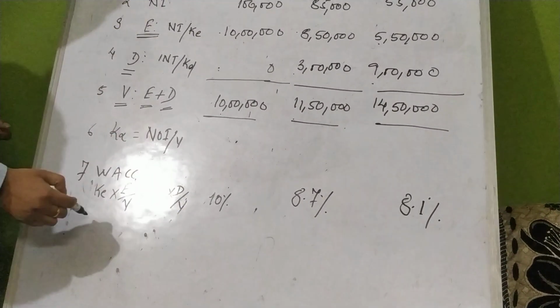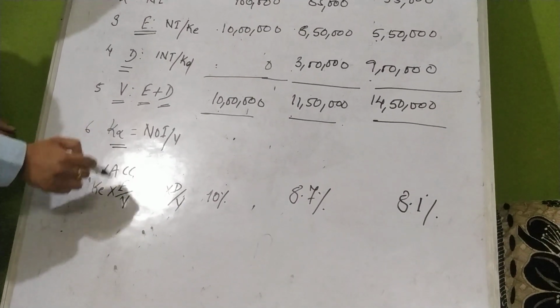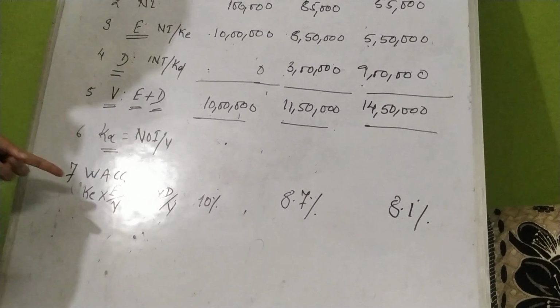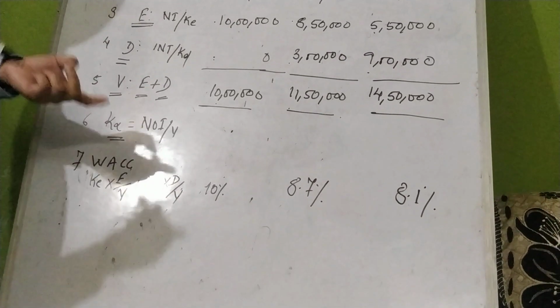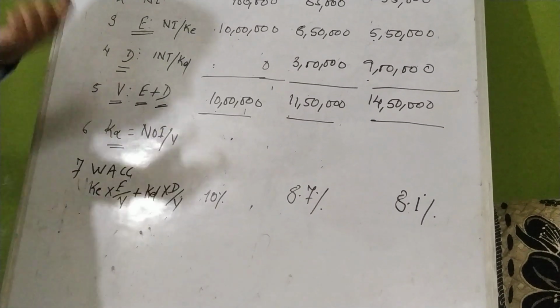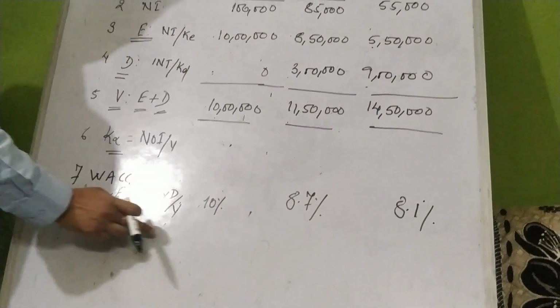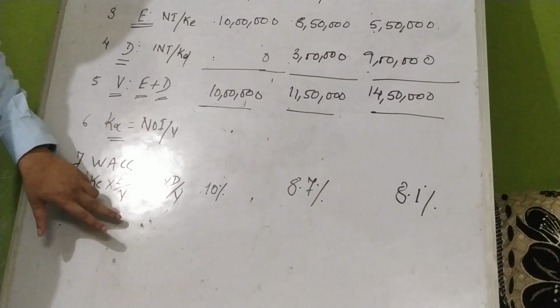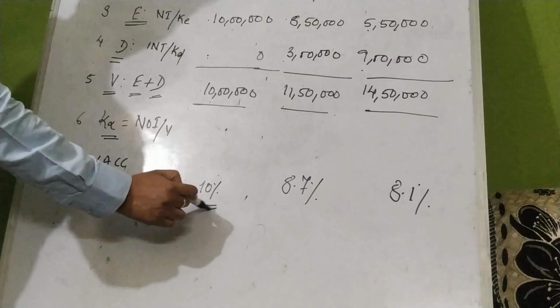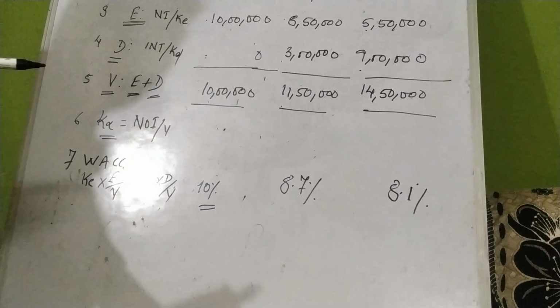Now we will calculate the cost of capital. Whether you use the WACC, that is weighted average cost of capital, or directly divide NOI by V, in both cases you will get the same result. I just calculated for WACC. Whether you use this formula or this formula, it came out to be 10%, 8.7 and 8.1.